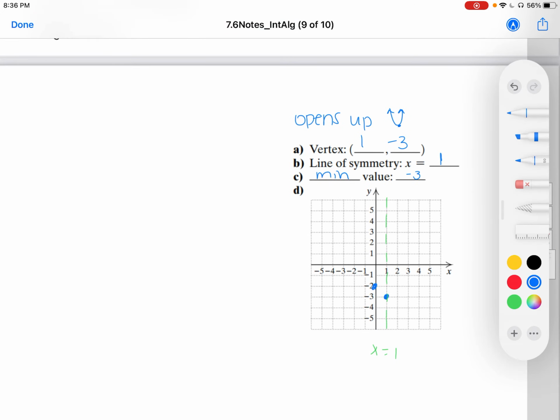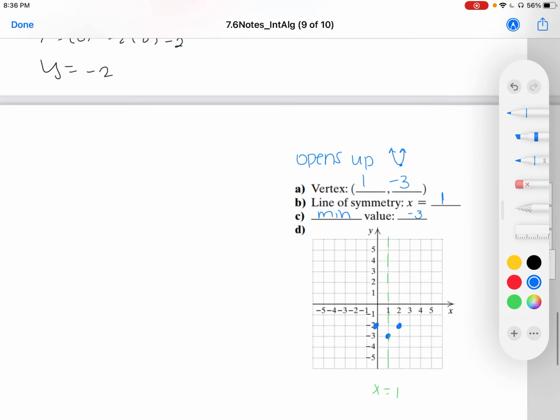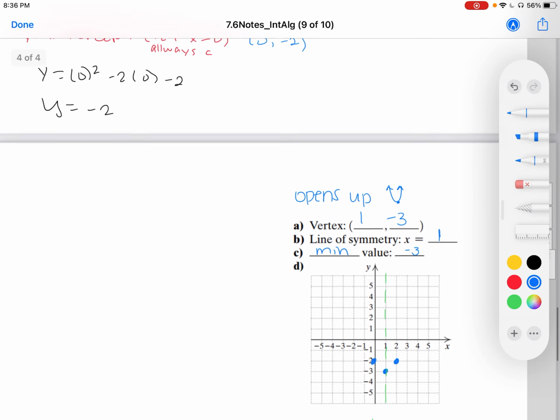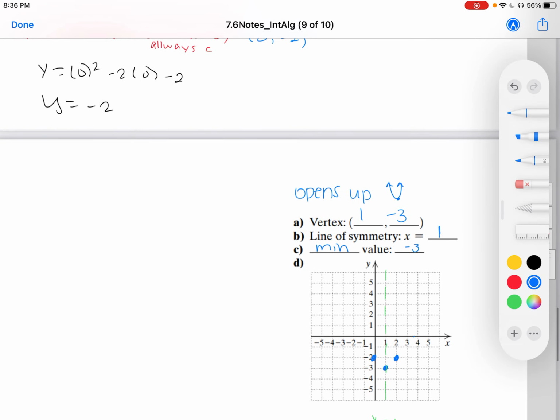And really, I have enough to graph it because I know I can reflect that point over 1 over. But we also have our x-intercepts at 3.7 and negative 0.7. And there we have it. That is our parabola.